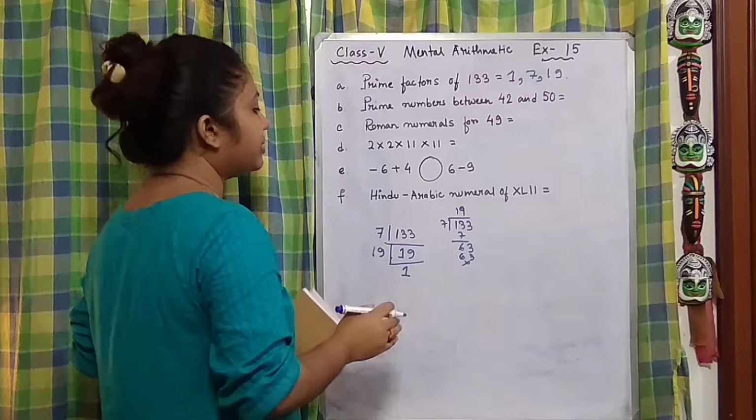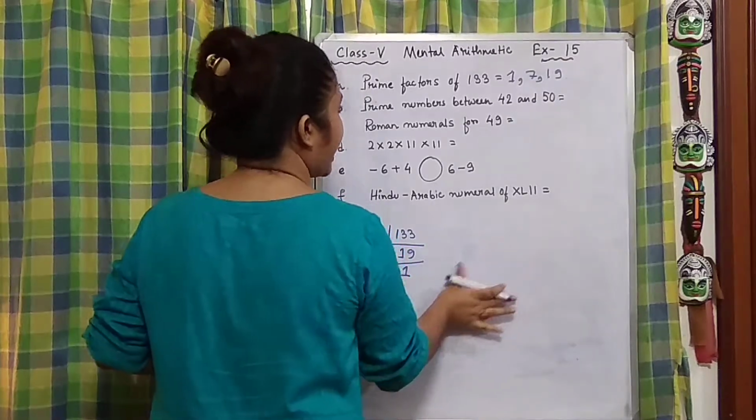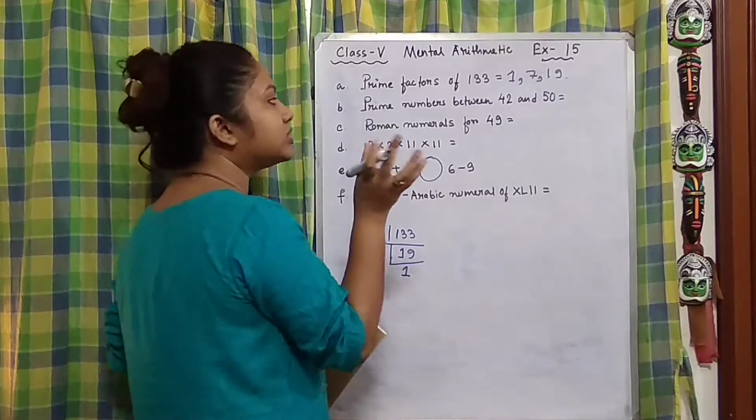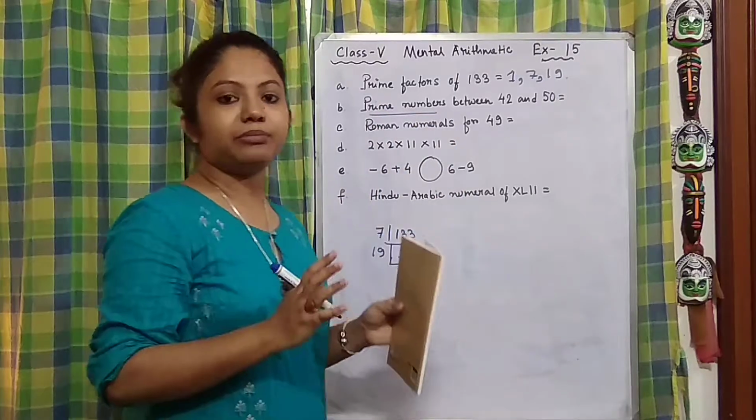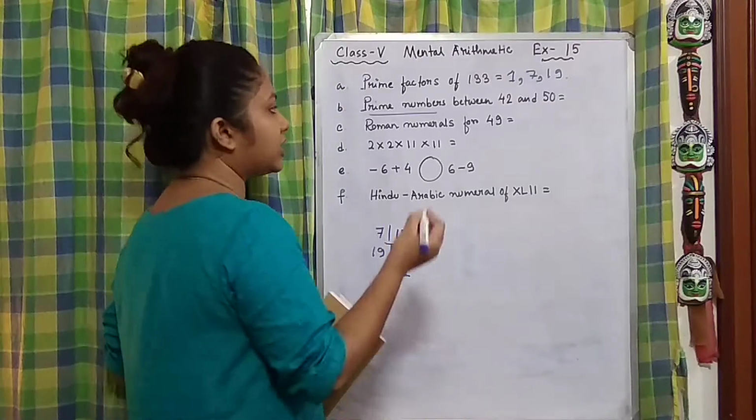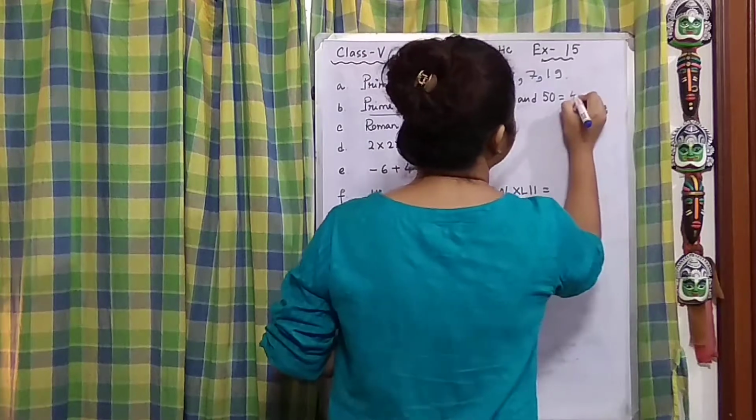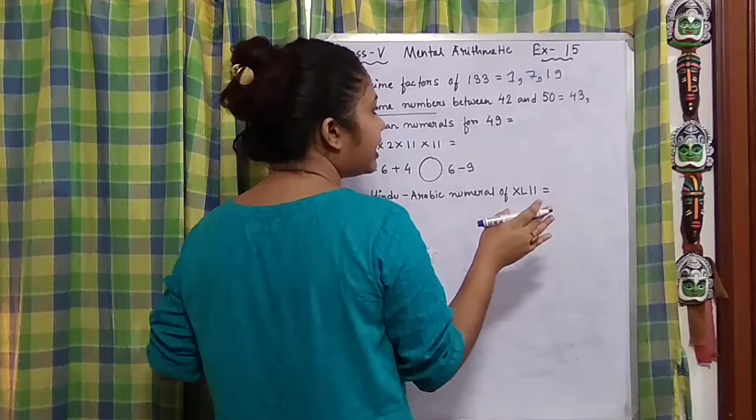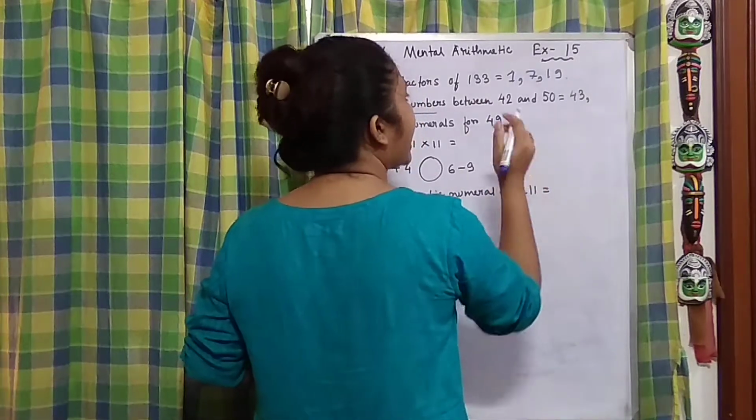Alright, now coming to the next one. What are the prime numbers between 42 and 50? Now this range is pretty small. We know that prime numbers are those numbers which can be divided only by themselves and 1. So what can the numbers be? The first number is 43. We can understand that 43 cannot be divided by any other number other than itself and 1.